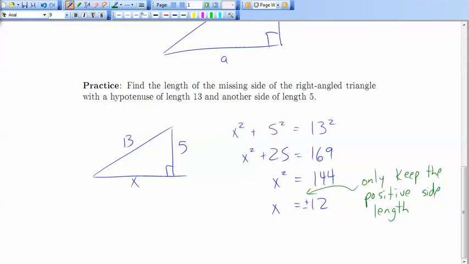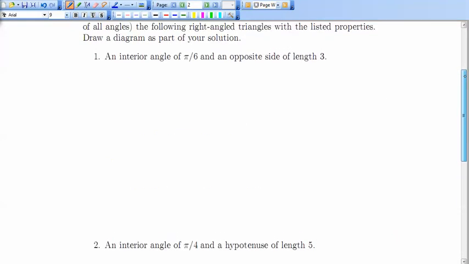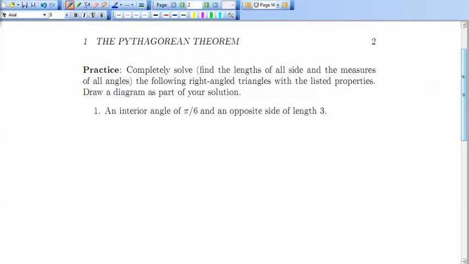Let's try a few more examples here. So here, we can find all of the angles and all of the side lengths. We'll use the Pythagorean theorem, but we'll also use our trig ratios as well. So we'll kind of be putting those two ideas together. Of course, we can use both of them when we're talking about right-angled triangles.